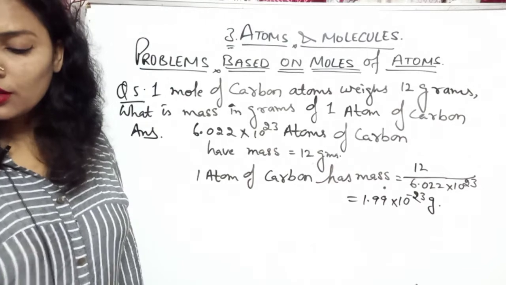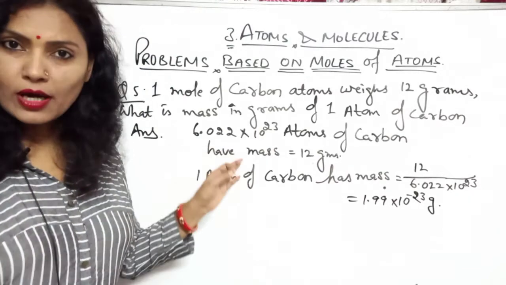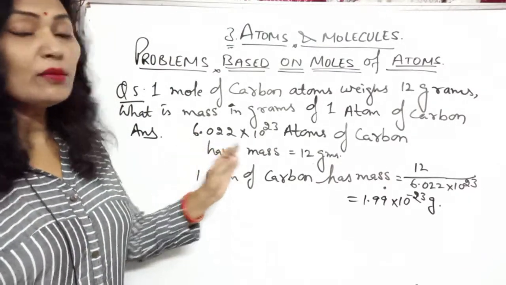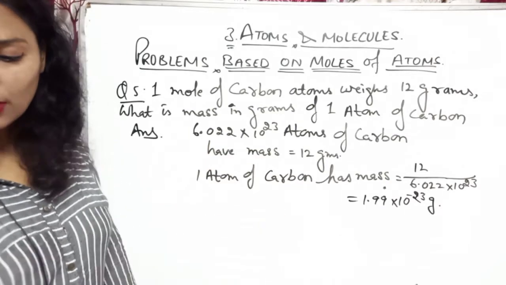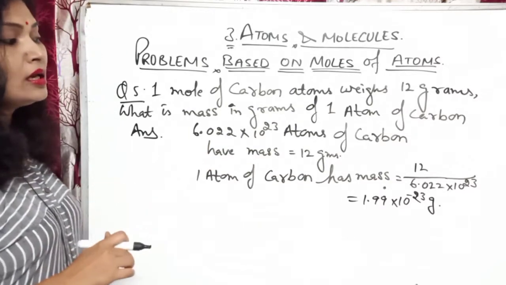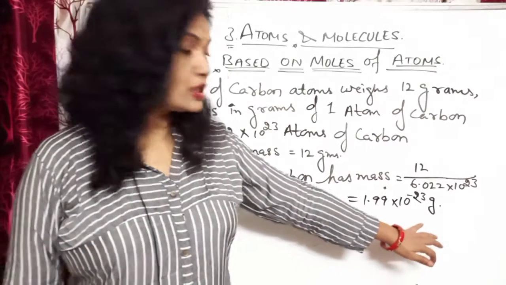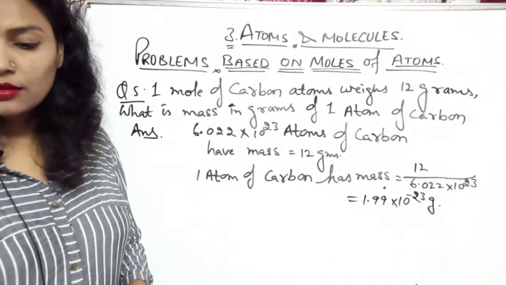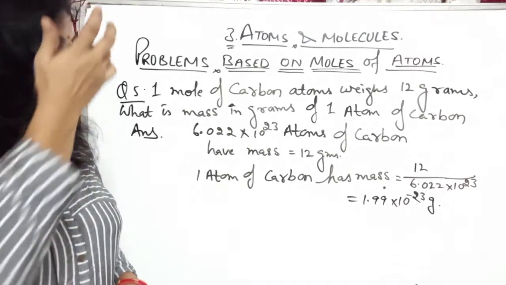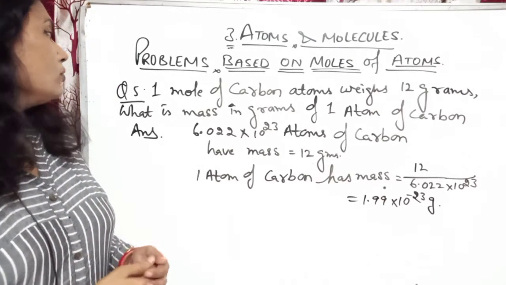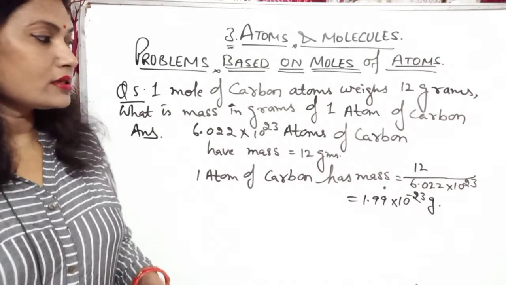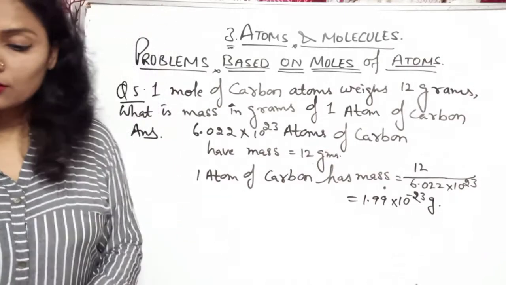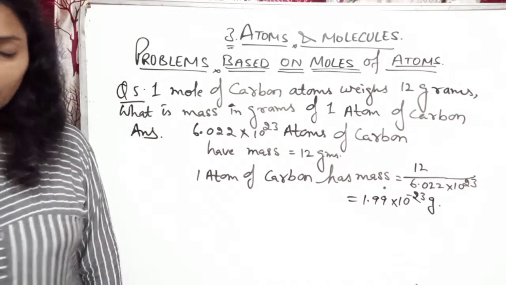So, that absolute mass of one atom of carbon is equal to 1.99 × 10^-23 gram. Okay. So, that solution is completed. Now, let us do the next. So, let us write the next problem.